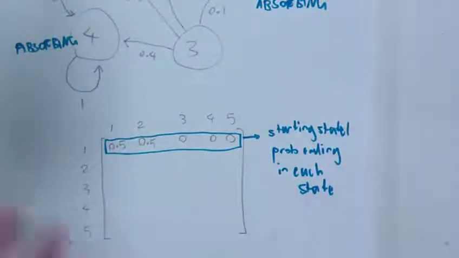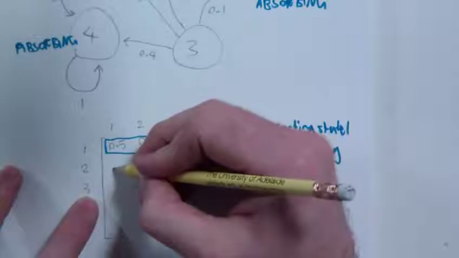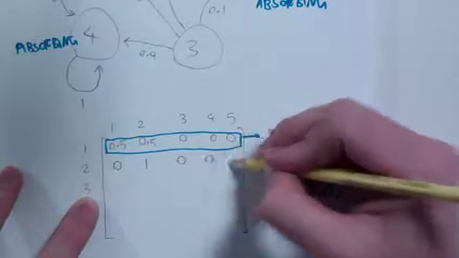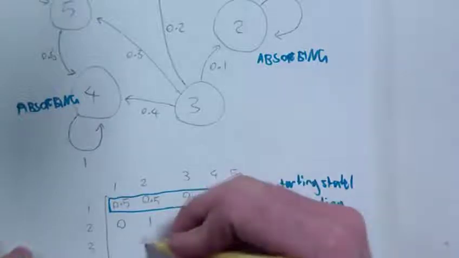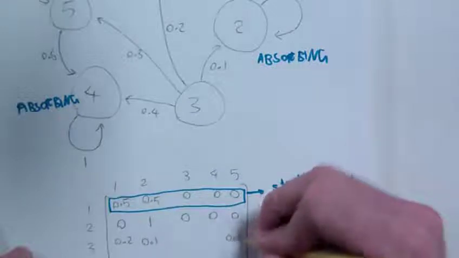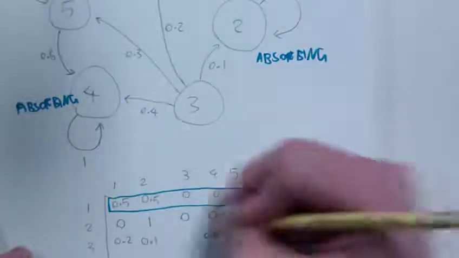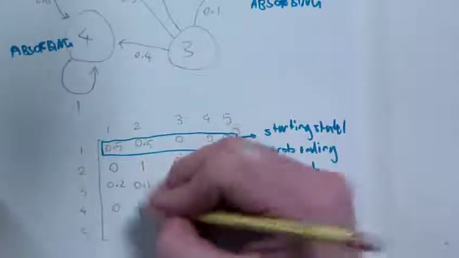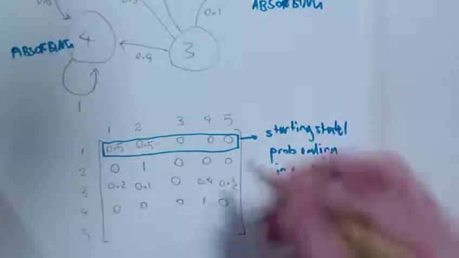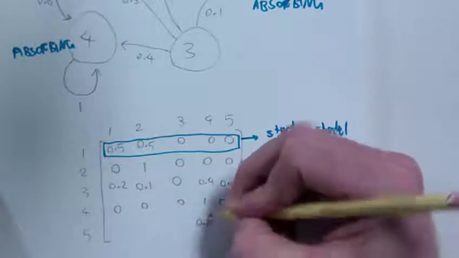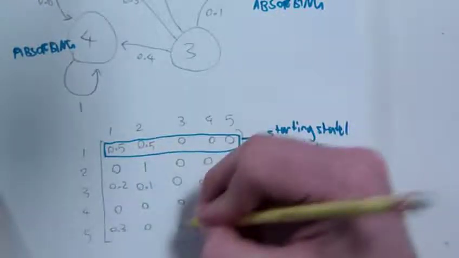Okay, so the next one, state 2, well, you don't end up in state 1 if you start from state 2. You always end up in state 2 if you start from state 2, and so that'll be like that. State 3, 0.1 ends up in state 2, 0.2 ends up in state 1, 0.3 ends up in state 5, and 0.4 ends up in state 4, and it's impossible to end up back in state 3. State 4 is 100% goes into state 4, and state 5 was 0.1 back into state 5, 0.6 into state 4, and 0.3 into state 1. Okay, so that's my matrix.